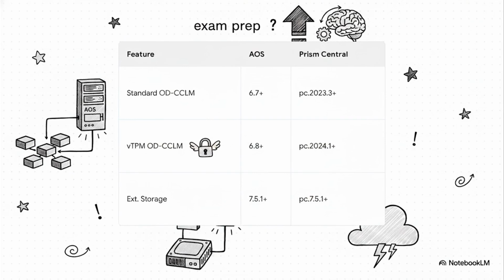Test writers love verifying that you know these distinct version requirements for advanced features. So standard OD-CCLM needs AOS 6.7 and Prism Central version 2023.3. But if you want to move that vTPM-enabled VM we just talked about, you've got to be running at least AOS 6.8 and PC 2024.1. Furthermore, if your compute clusters are hooked up to external storage, that requirement bumps up again to AOS and PC version 7.5.1. Seriously, don't gloss over these numbers. They are classic distractors used in multiple choice questions.